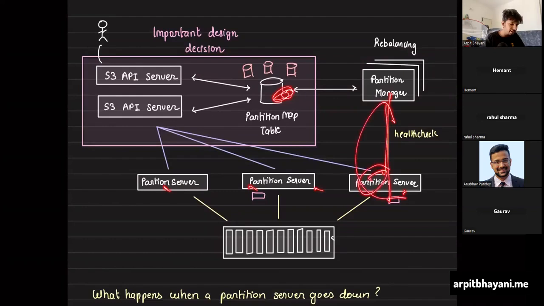If one of them is down, it does that. The partition manager manages the partition managers as well. The master partition manager manages the partition managers as well with the leader election and whatnot, right?